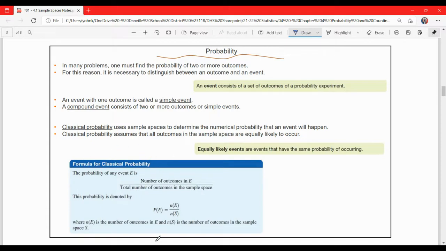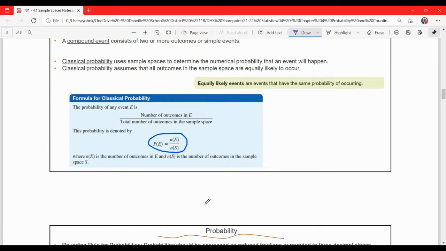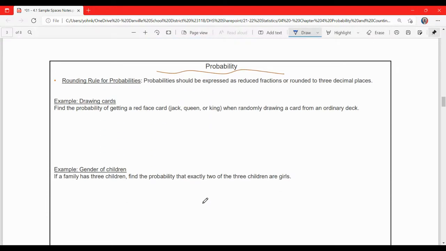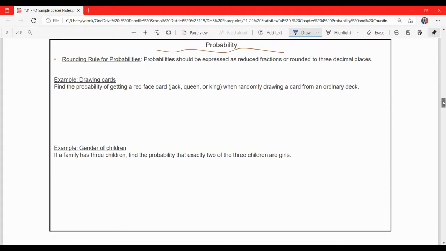When you look at the formula for classical probability, you're looking for the number of ways something can happen, the number of outcomes. And then on the bottom, you've got the total number of outcomes in the sample space. So classical probability is really just regular probability, the number of ways it can happen on the top, and the total number of ways something could happen on the bottom.